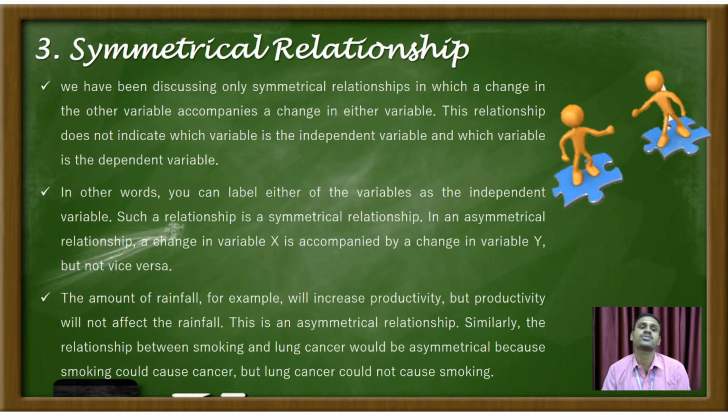In an asymmetric relationship, a changing variable x is combined with the changing variable y, but not vice versa. The amount of rainfall, for example, will increase the productivity, but productivity will not affect the rainfall.